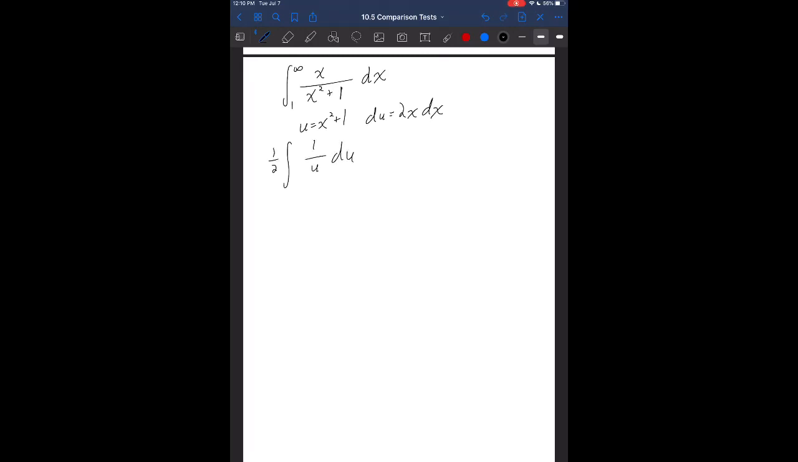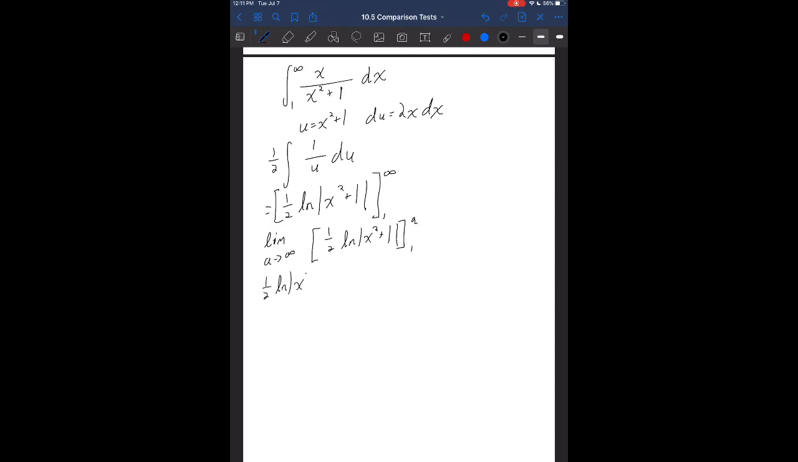So we have this integral now of 1/2 times 1 over u du, right? The integral of 1 over u is going to be the natural log of u, so we're left with 1/2 natural log of the absolute value of u, which is x squared plus 1. And we would like to evaluate this from 1 to infinity. So in particular, we'll introduce this new variable: the limit as a goes to infinity of 1/2 natural log of x squared plus 1, evaluated from 1 to a.